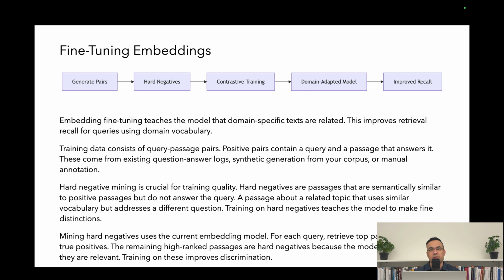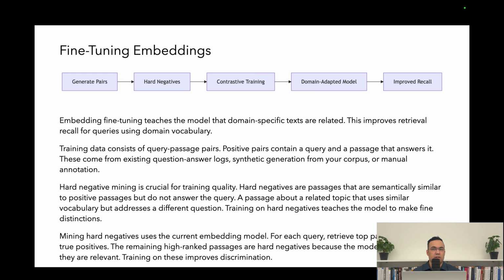For each query, retrieve the top passages, remove the true positives, and the remaining high-ranked passages are hard negatives. Contrastive training objectives push the positive pairs together and negative pairs apart. The query embedding should be closer to its positive passage than to any negative.